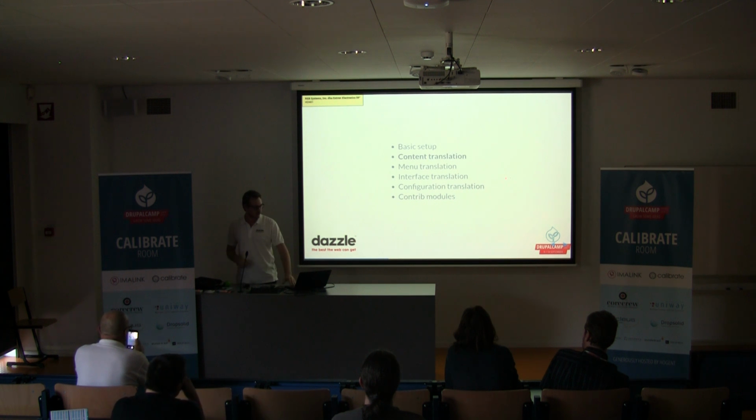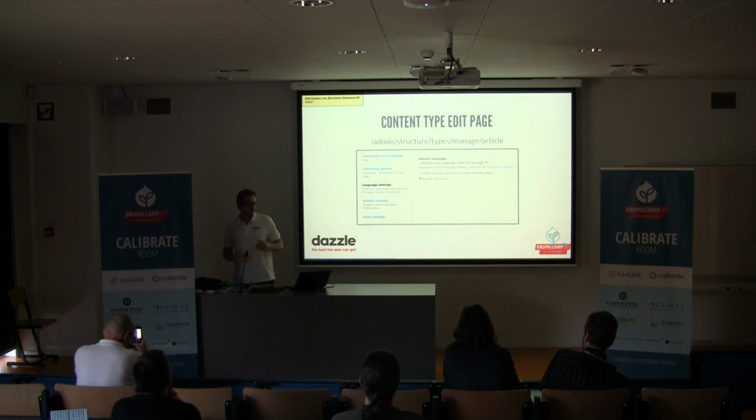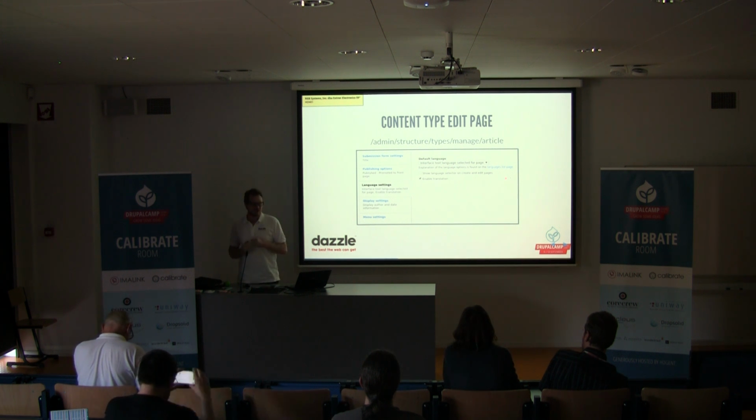Let's talk about content translation. There are two ways of adding a content translation. One is on the content type edit page, and the other is on the content language page, or a language list page. On the content edit page, we only have the basic options. Like here, we can define which default language should be used for a translation, if the language selector should be shown, and of course to enable translation for this content type.